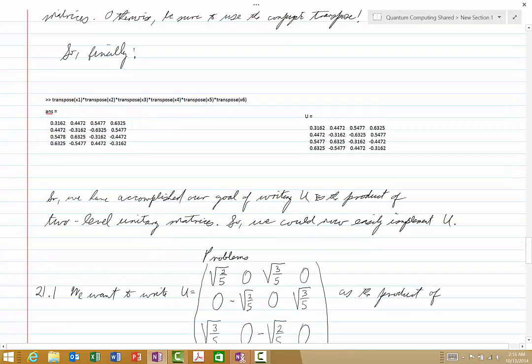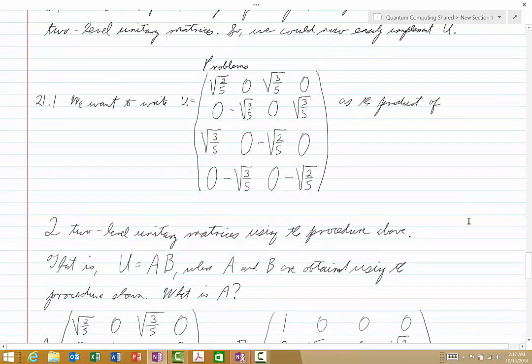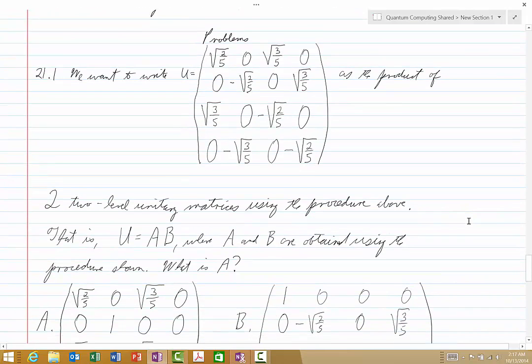So we've accomplished our goal of writing U as a product of 2-level unitary matrices, so we could now easily implement U because we know how to find the circuit for any 2-level unitary transformation. So now for the problems, and I've already said a little bit about problem 21.1. Here's our matrix U, and I've put a lot of zeros there so that this will be very quick for you. Don't worry that this is going to take forever.